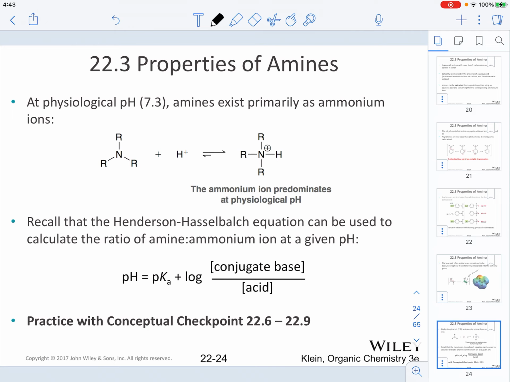Lastly, at physiological pH, meaning 7.3, amines exist primarily as ammonium ions. So if an amine is under those conditions, it is going to be protonated, forming an ammonium ion. This comes from the Henderson-Hasselbalch equation, remember that is the buffer equation. It can be utilized to calculate the ratio of amine and ammonium ion at a given pH, but understand that you will not be tested on those calculations specifically for amines.